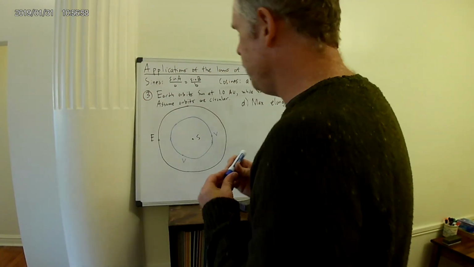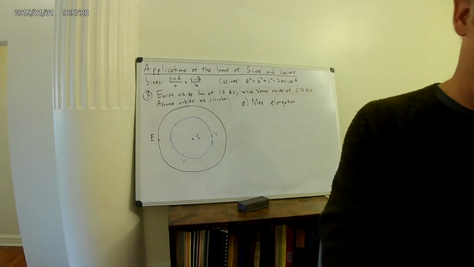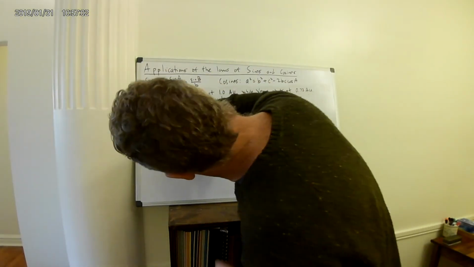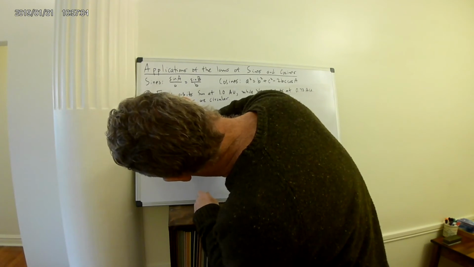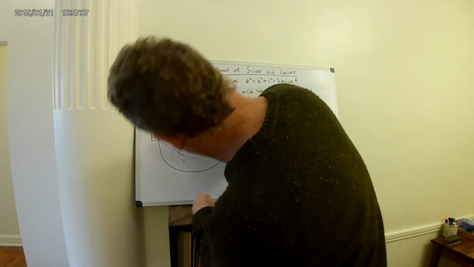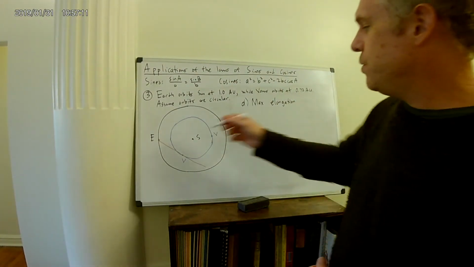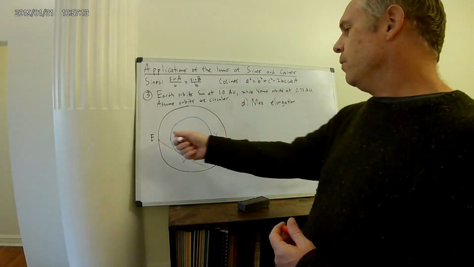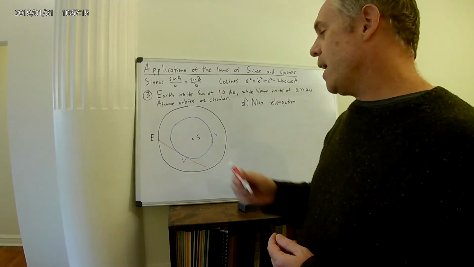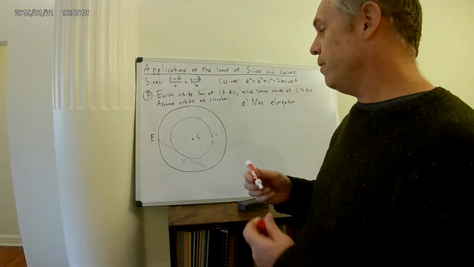Okay, so if you draw an Earth-Venus line here, let's draw this in red. And again, it's hard to draw these lines like this, but I'll do my best. When Venus is at maximum elongation, the Earth-Venus line is actually a tangent line to the orbit of Venus.